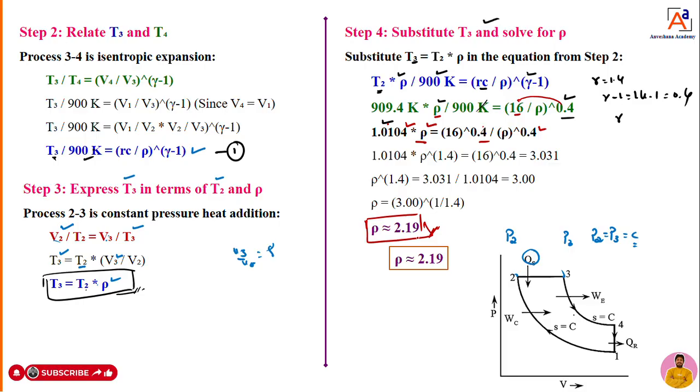This is nothing but the cutoff ratio. Does it have any unit? No. Why so? Because we know the definition, it is nothing but V4 by V3. V4 will be in terms of meter cube, V3 will be in terms of meter cube, hence they cancel, hence there is no unit for the cutoff ratio. That is, rho is equal to 2.19. Okay, fine. Next step.